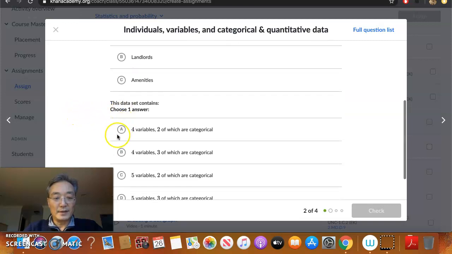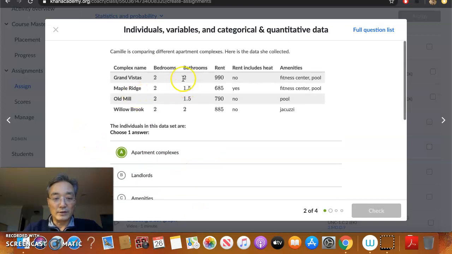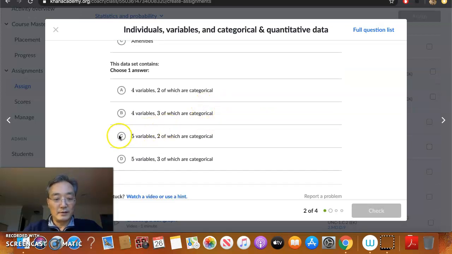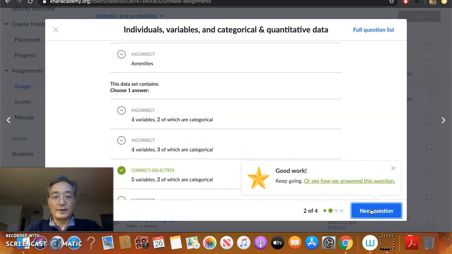And this data set contains, again, how many variables and how many of them are categorical. So definitely it's 1, 2, 3, 4, 5 variables. And 2 of them deal with non-quantitative or categorical variables. So 5 and 2 is our answer. 5 total variables, 2 are categorical, and that is correct. All right, let's do 2 more.